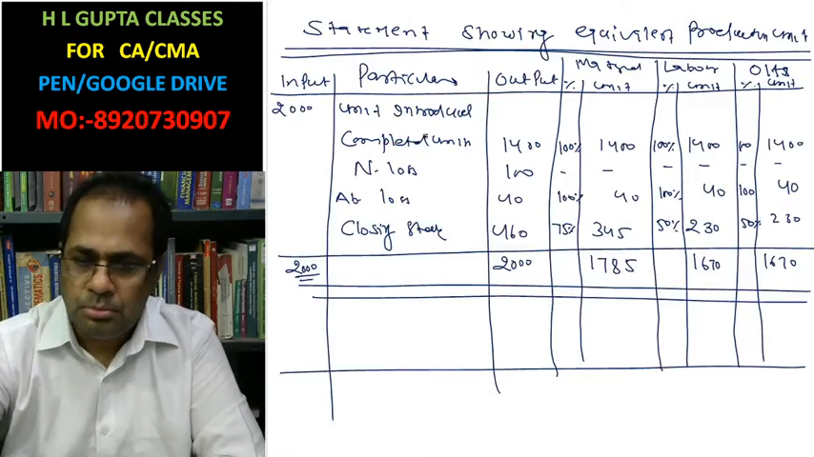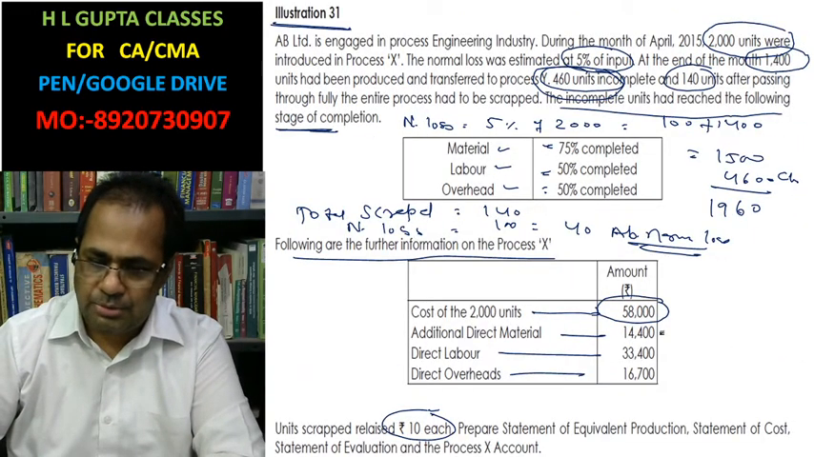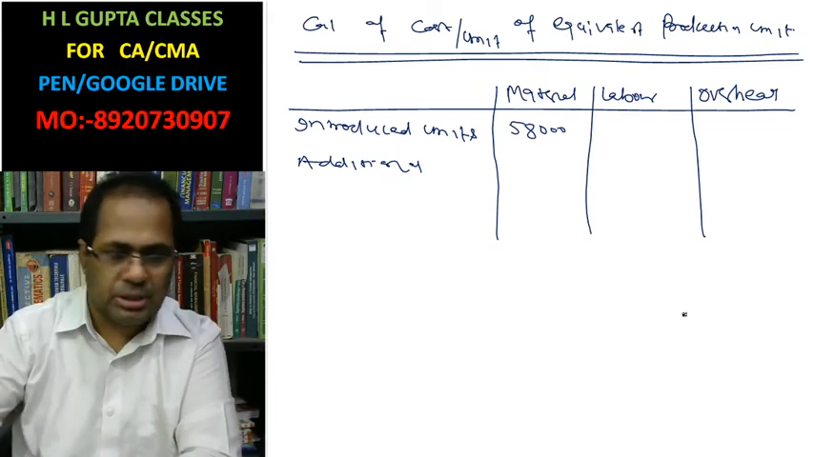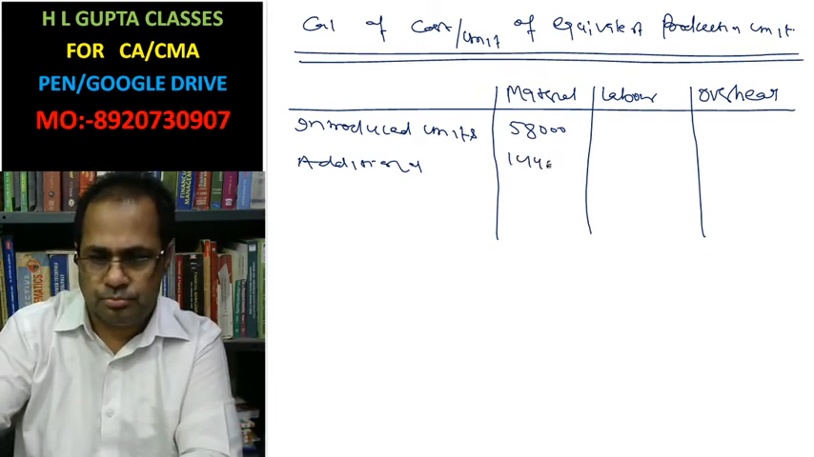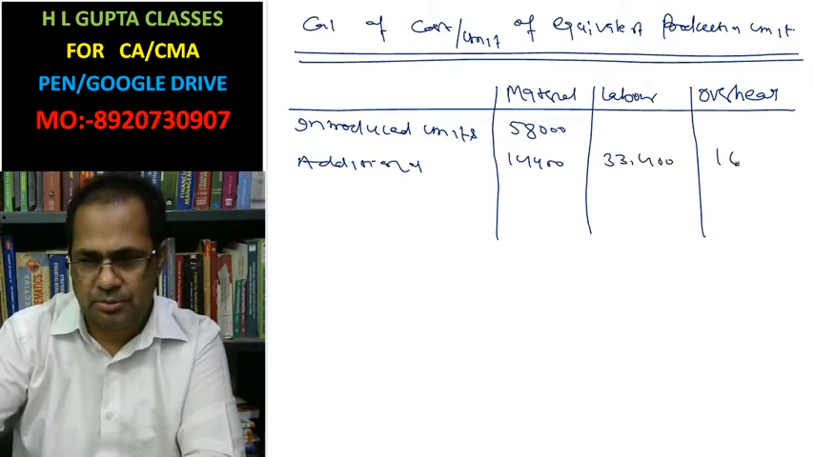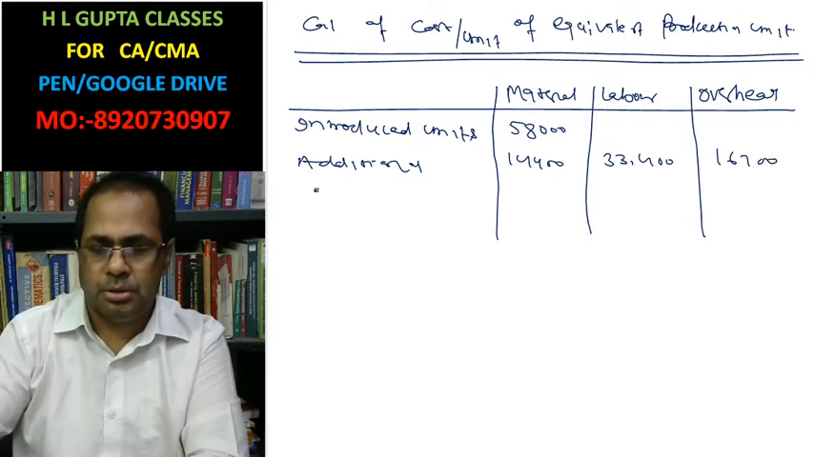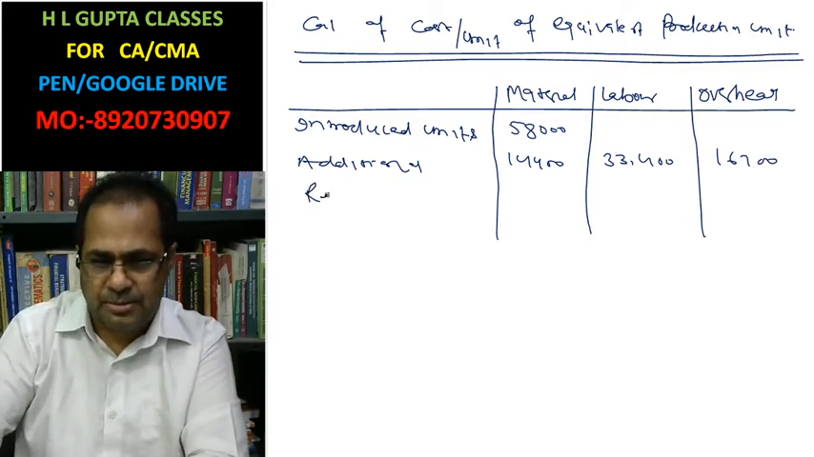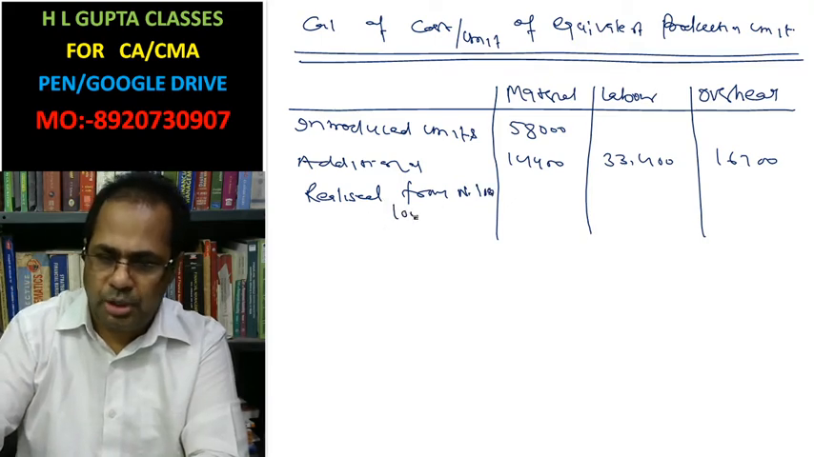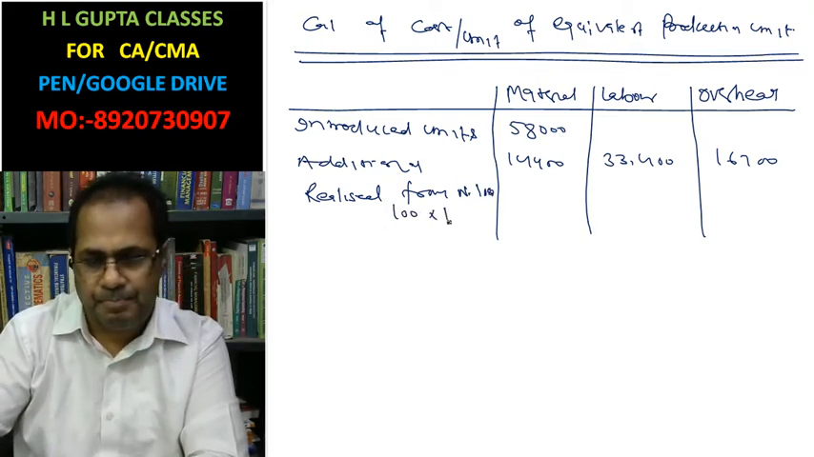Additional material is 14,400, labor 33,400, and overhead 16,700. Now, realized from normal loss. Normal loss 100. This is sold at rupees 10. That is minus 1,000.